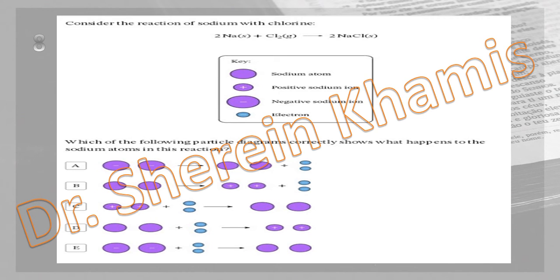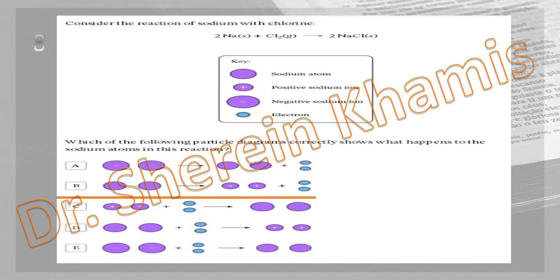Okay, what happened to the sodium atom? It will lose an electron, so it will change into a positive sodium ion. Does it gain an electron? No. So the right answer will be B. Each sodium atom loses one electron and becomes a positive ion, and at the end of the reaction we have two electrons that are transferred to the chlorine molecule. So the right answer will be the letter B.